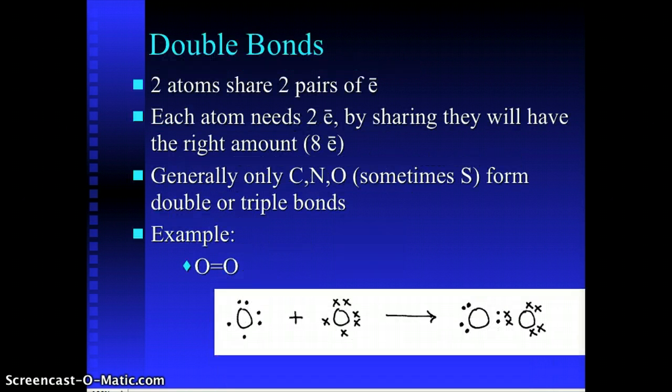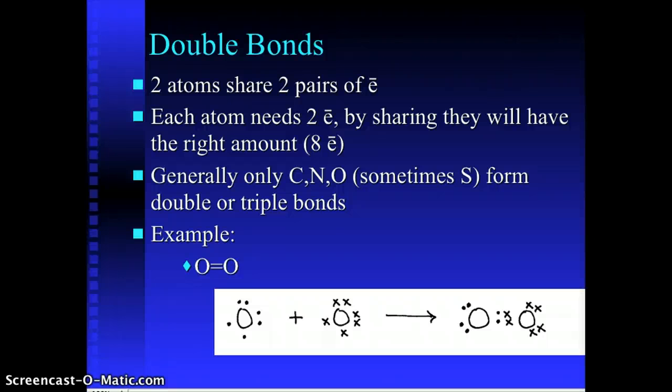Next type of bond then is a double bond. Now two atoms are going to be sharing two pairs of electrons. In this case, each atom is going to need 2 to become stable. So by sharing these 2, they'll get their right amount of 8. Generally, only carbon, nitrogen, oxygen, sometimes sulfur form double or triple bonds.